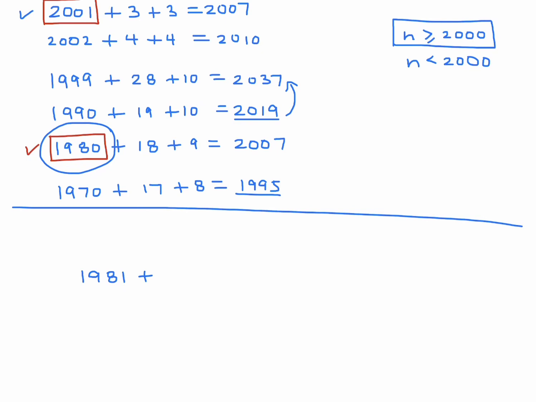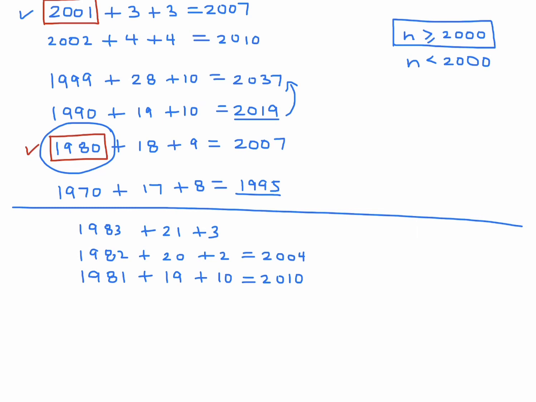This becomes 1 plus 9, 10. 10 plus 9, 19. 19, 9 plus 1 is 10. And that is 2010. Let's try 1982. That is going to be 20 plus 2. And that looks like 2004. Let's try 1983. That looks like 21 plus 3. And that is indeed 2007.